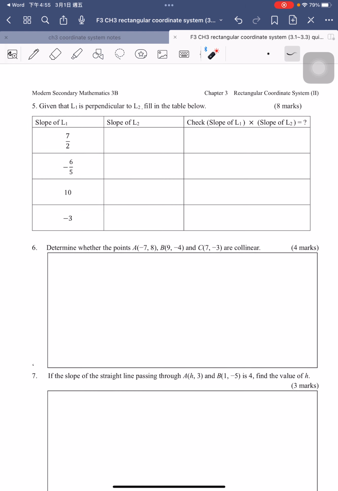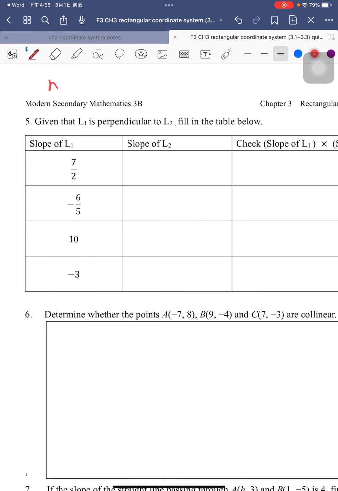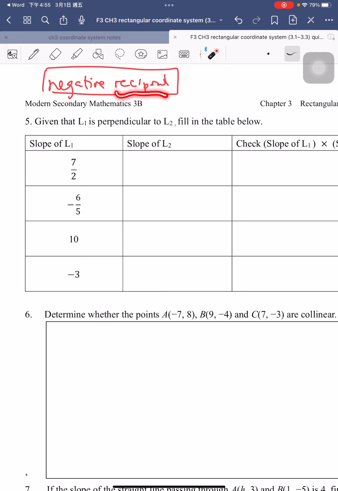As we have, L1 is perpendicular to L2, which means that the slope of L2 is going to be the negative reciprocal of L1. So for example, the negative reciprocal means you just swap upside down the numerator and denominator. So now we have this is going to be 2 over 7. And then we're adding a negative. So it's going to be negative 2 over 7.